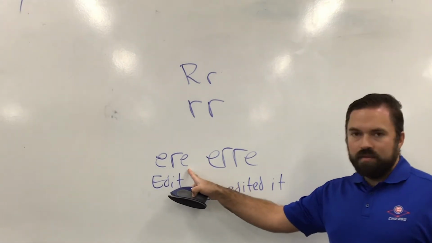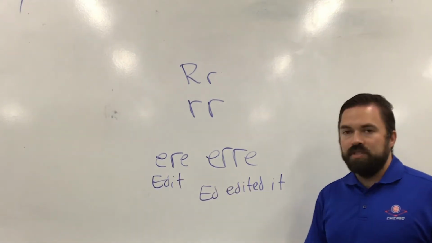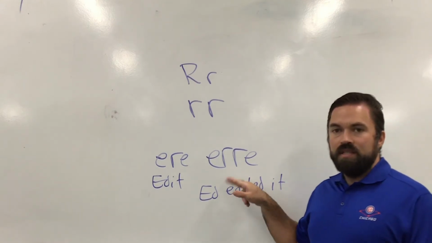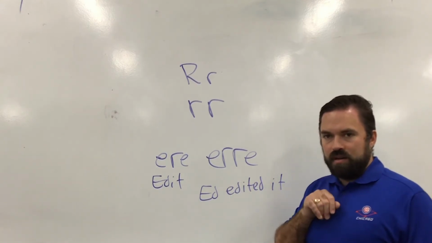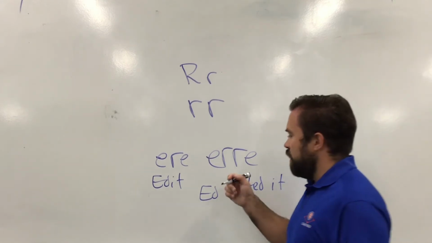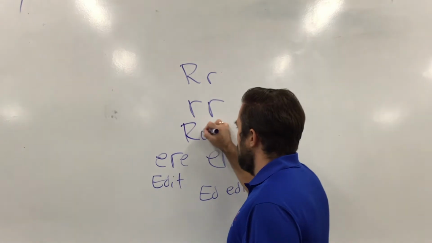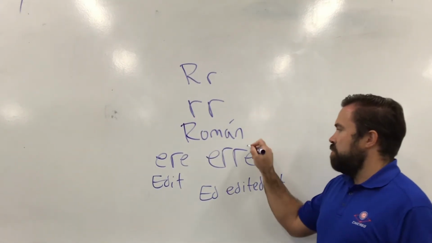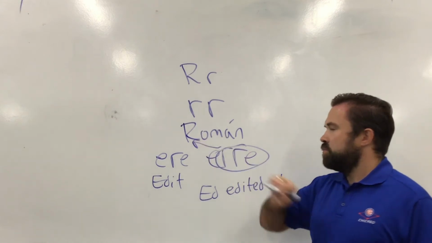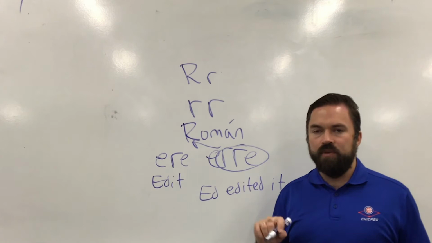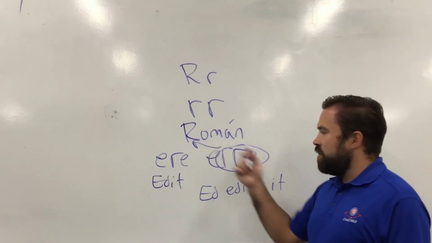So the single R inside of a word, the tip of your tongue should flap once. Ere. The double R inside of a word, the tip of your tongue should trill. Erre. If the R is at the beginning of a word, like in the name Roman, it's going to make this sound. Roman, when it's at the beginning. You're never going to have a double R at the beginning of a word, but if a word starts with an R, it's going to make that sound.